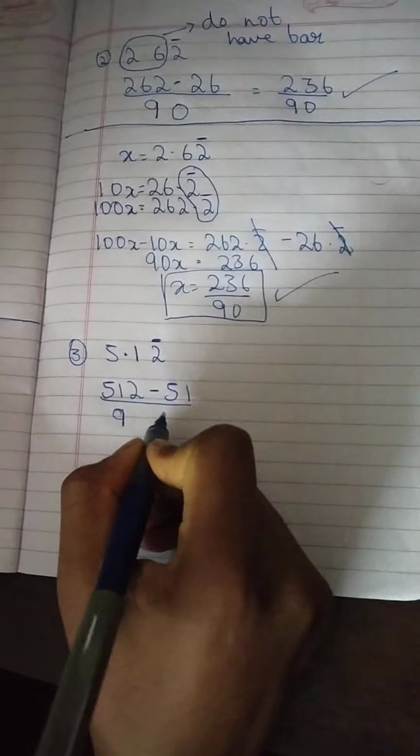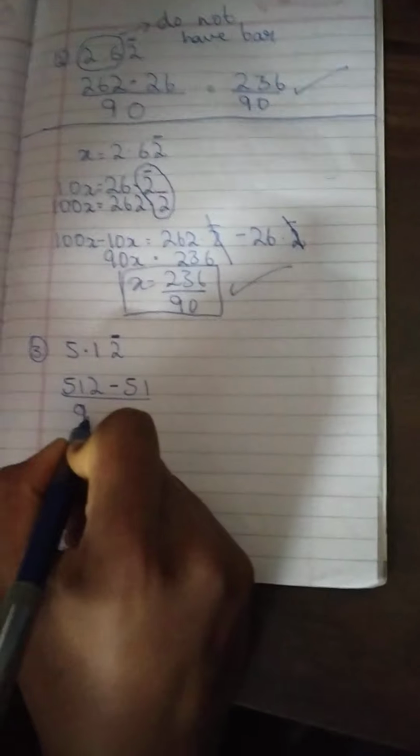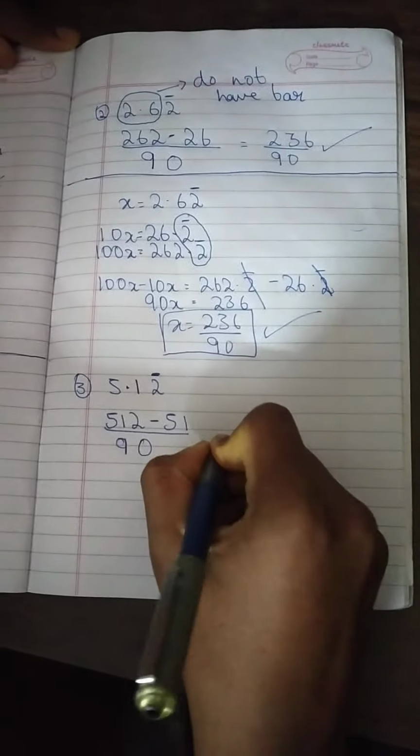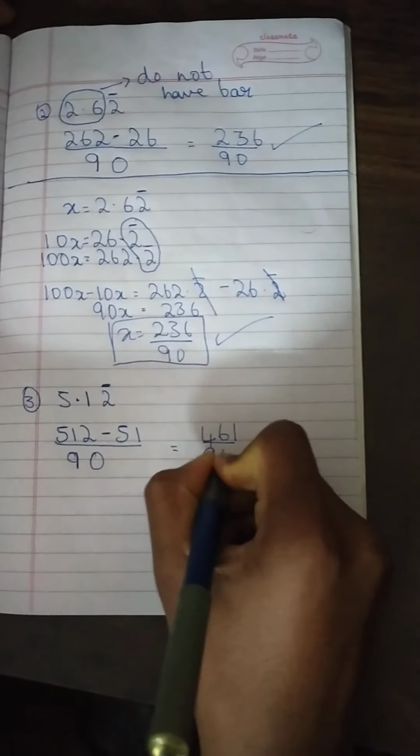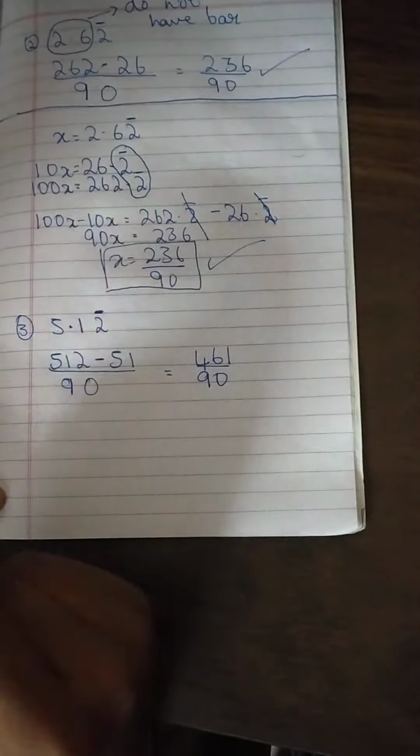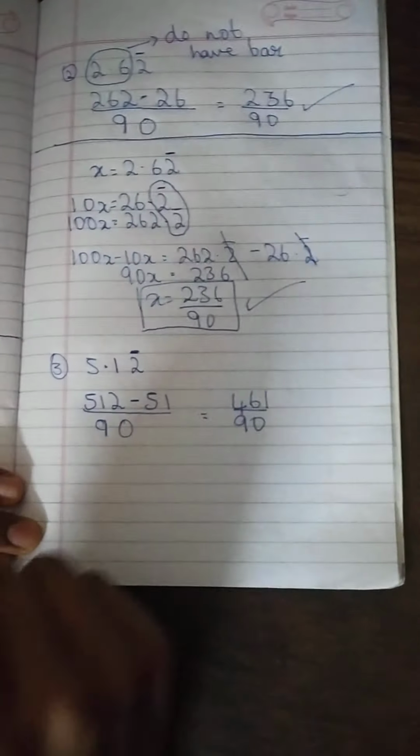Okay, so now 0. How many zeros should be there? There's only one digit in decimal, so there should be 1 zero. So 512 minus 51 is 461 divided by 90. So 461 divided by 90 will be the answer.